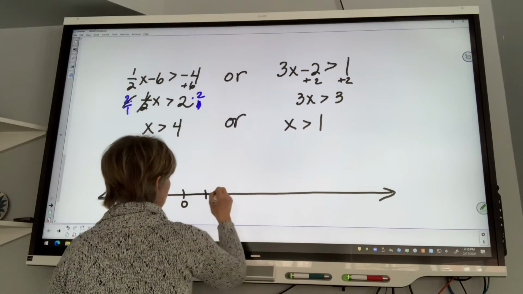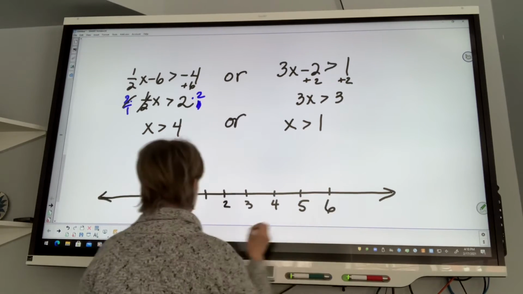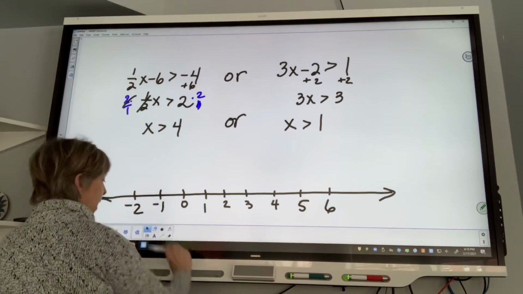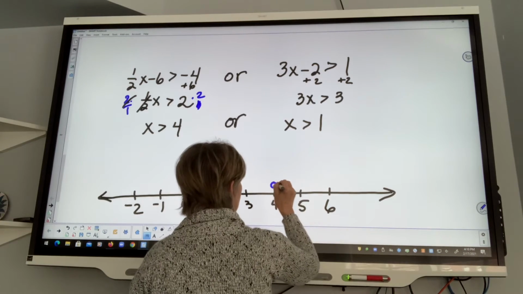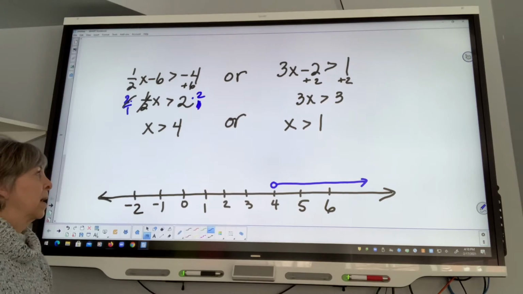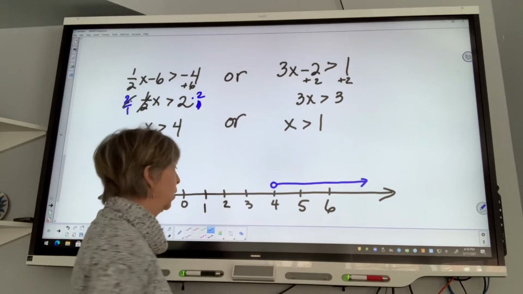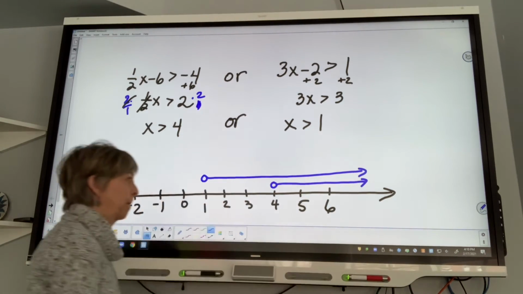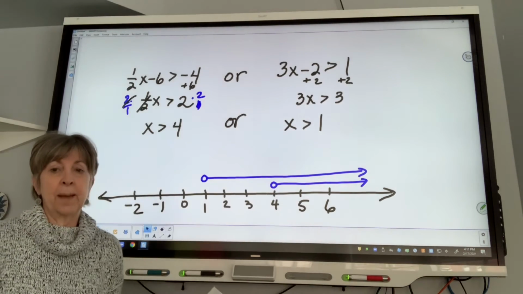So here's 0, 1, 2, 3, 4, 5, 6, negative 1, negative 2. All right, so first set, I have to graph everything greater than 4. So that's everything that way. Does that make sense? Now the second one, what do you notice? This one's a greater than 2 in this case. So that's going to be everything greater than 1. Now this is the part you got to pay close attention to. They're not going in opposite directions.